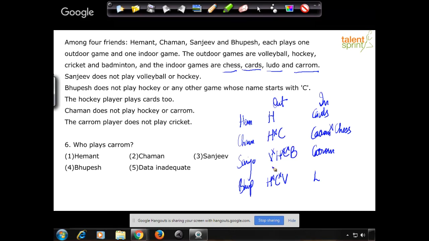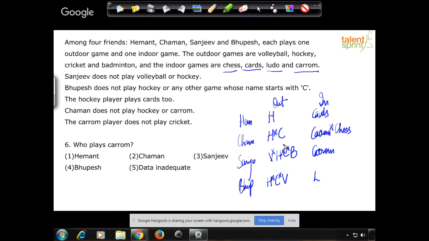Now, there are 2 people left whom we have to ascribe a sport to, that is Chaman and Bhupesh. Now, we know that hockey is played by someone else, badminton is played by someone else, and cricket is what Bhupesh does not play. Therefore, Bhupesh is going to play volleyball and Chaman is going to play cricket.